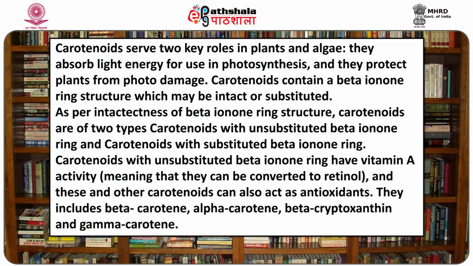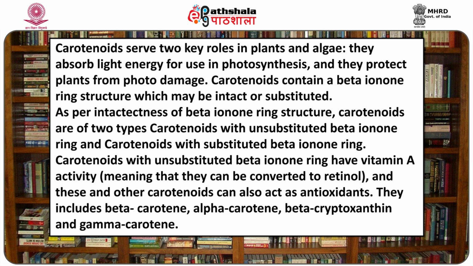Radiation from the sun can result in the removal of an electron from a molecule and the formation of a free radical. Carotenoids as antioxidants limit free radical damage by donating electrons or to quench or neutralize the oxidant radicals. Carotenoids serve two key roles in plants. They absorb light energy for use in photosynthesis and they protect plants from photo damage.